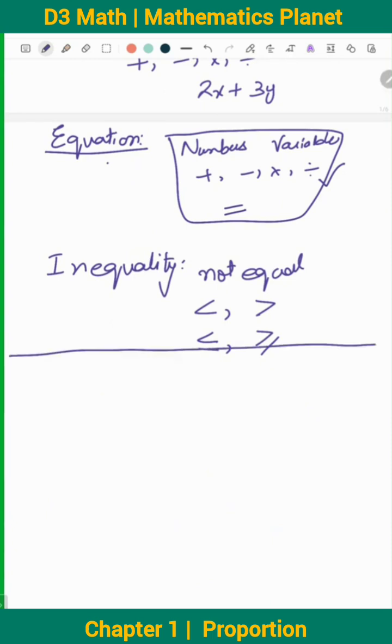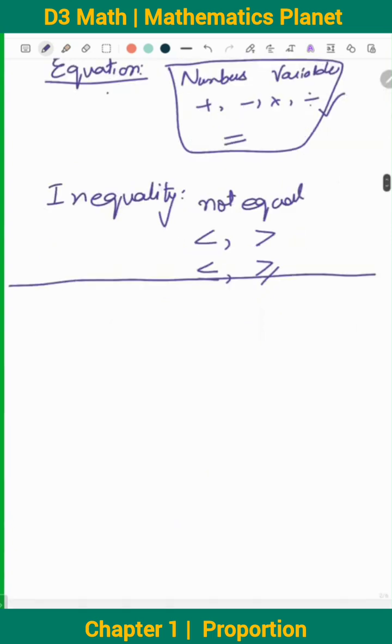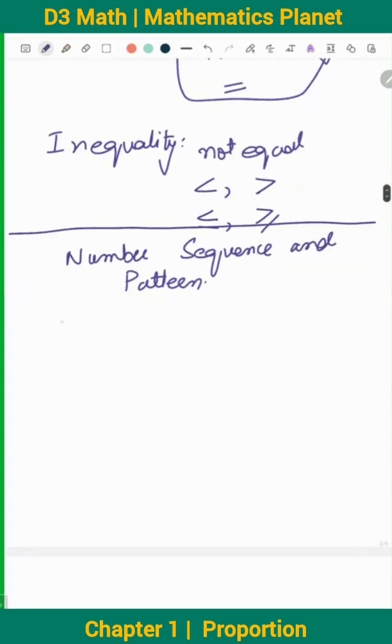Now we are going to start this new topic. Today's topic is about sequences: number sequence and pattern. Okay, so what is a number sequence? Number sequence means when the numbers are written in any specific arrangement. Sequence means arrangement. If the numbers are written in a specific arrangement, it is called a number sequence.